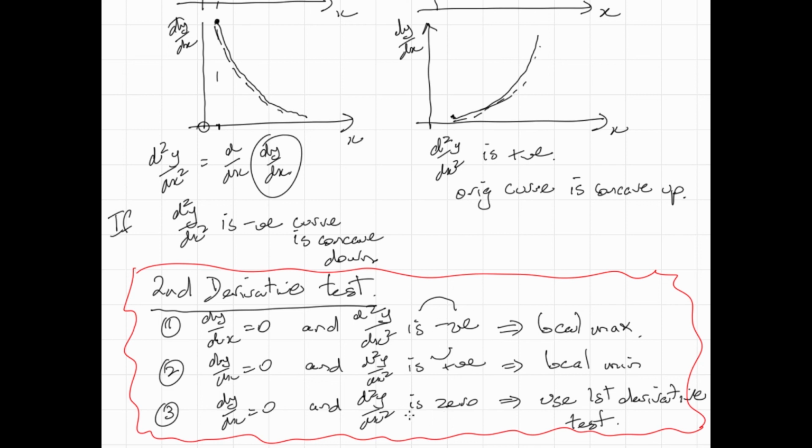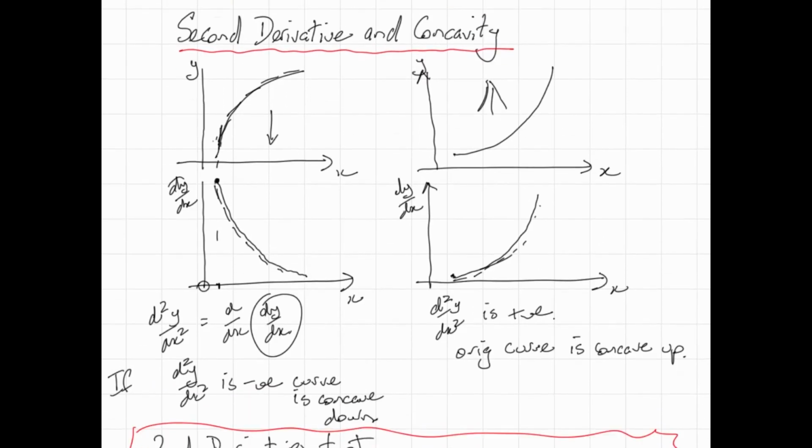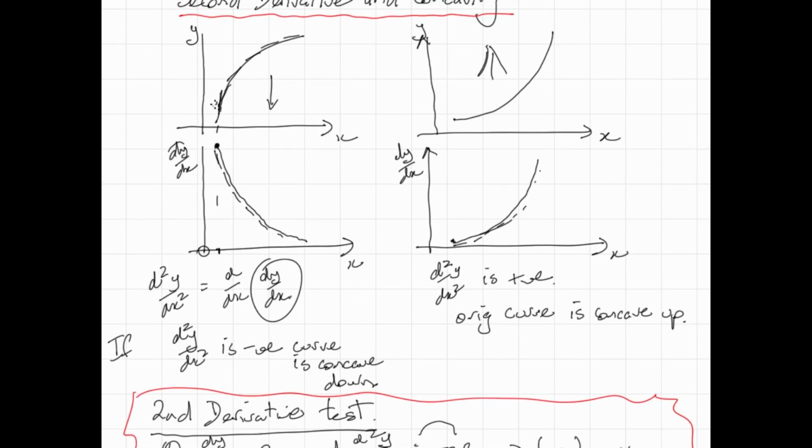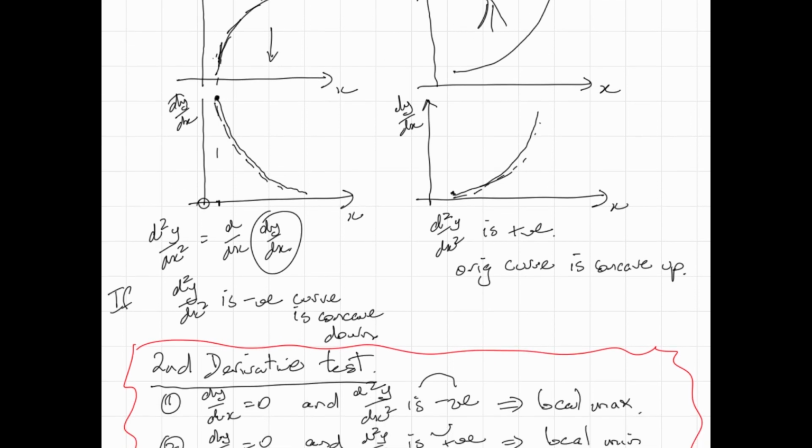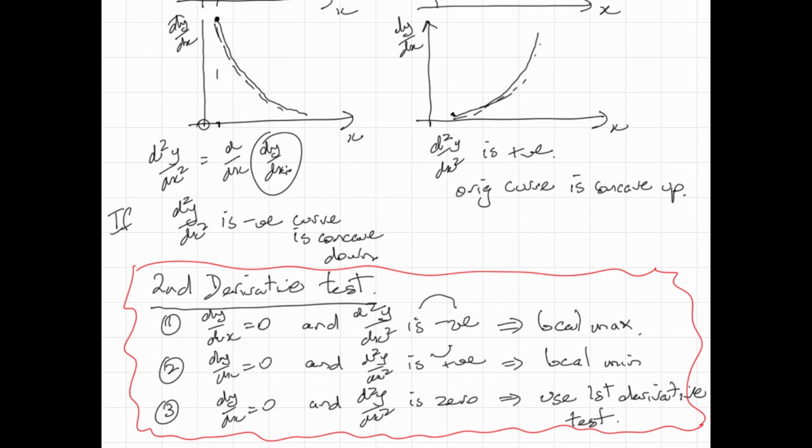As I said, there are three scenarios. If we get the second derivative equals 0, then we've got to go back and use the first derivative test to determine whether we have a local maximum, local minimum, or a third scenario, and that could be a point of inflection. All right, so concavity, concave down means the original graph will be open towards the bottom of the page. Concave up means that the graph opens towards the top of the page. If we've got the second derivative negative, then the original graph will be concave down, and if the second derivative is positive, the original curve will be concave up.